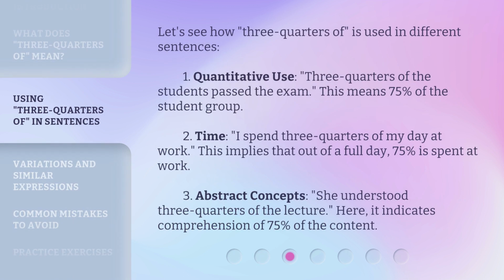Let's see how 3/4 of is used in different sentences. 1. Quantitative use: 3/4 of the students passed the exam. This means 75% of the student group. 2. Time: I spend 3/4 of my day at work. This implies that out of a full day, 75% is spent at work. 3. Abstract concepts: She understood 3/4 of the lecture. Here, it indicates comprehension of 75% of the content.